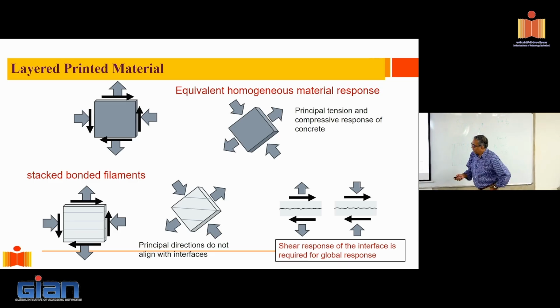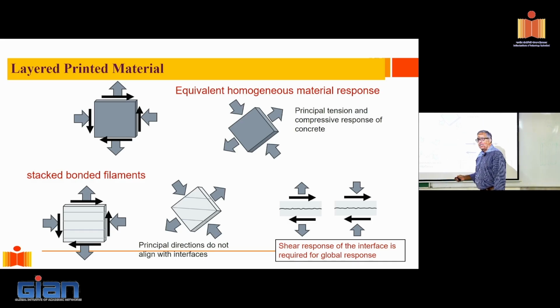What happens when I have this bonded filament? Suppose I take the same stress state, okay? I transform it into principal directions. What do I see? This is my principal stress state. The transformation itself is independent of the material state, right? When you do the transformation, it doesn't know what material you're dealing with, right? It's just a transformation of stress.